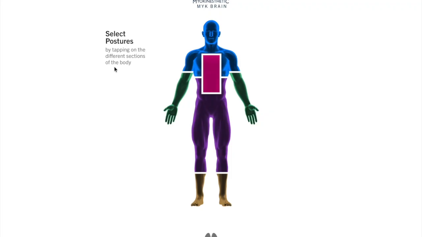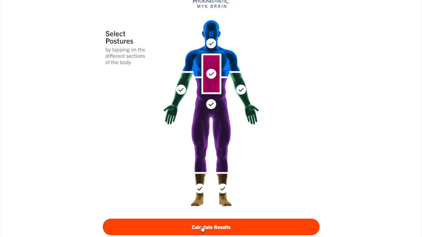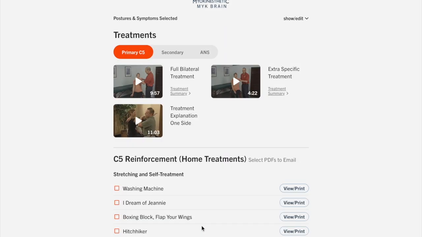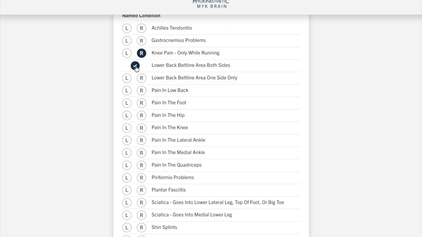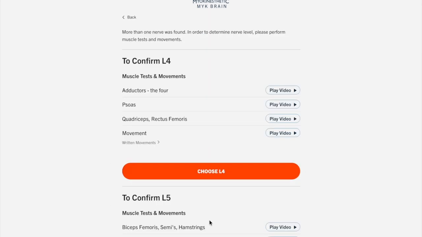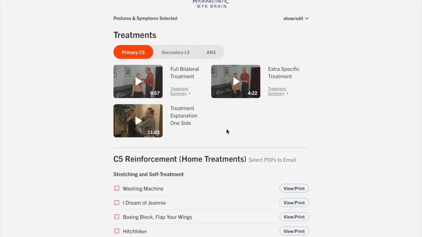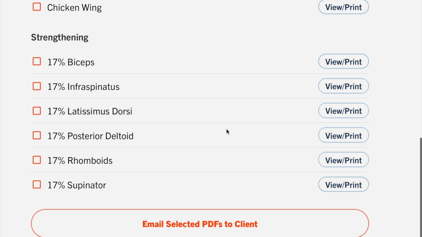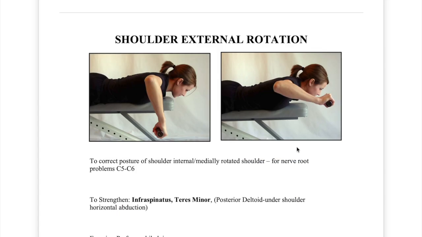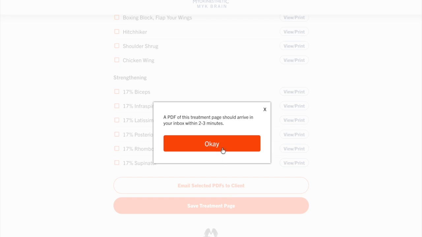You start by entering the patient's postural findings. In most cases, posture narrows the problem to a single nerve level. When more than one possibility exists, the MYK brain guides you through the symptoms and muscle tests needed to narrow it further. Then it shows you the treatment, whether that's a specific adjustment or the muscles along the nerve pathway. It helps you determine which muscles should be strengthened afterwards also. And it gives you a way to document what you found and what you did.